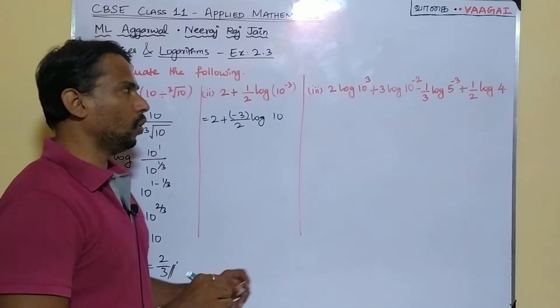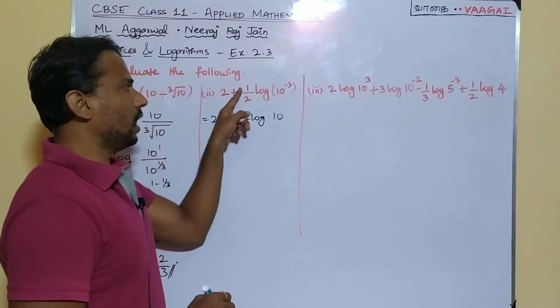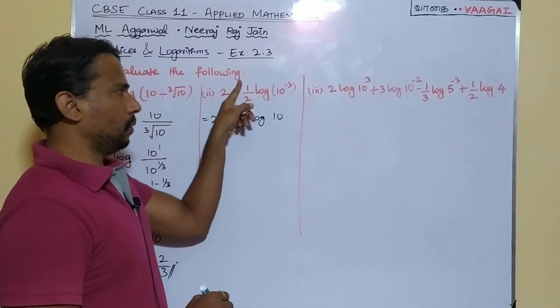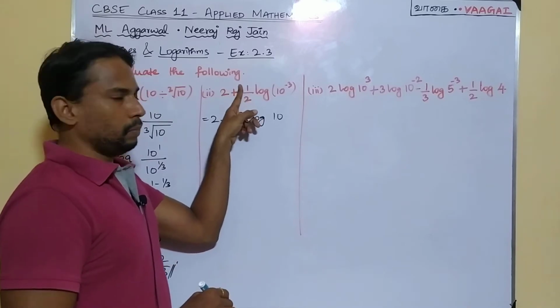I hope you are able to follow and understand it. We already have 1 by 2 here. We had 1 by 2 here. So this 1 will be 1 itself.